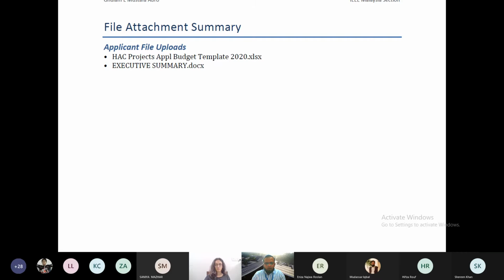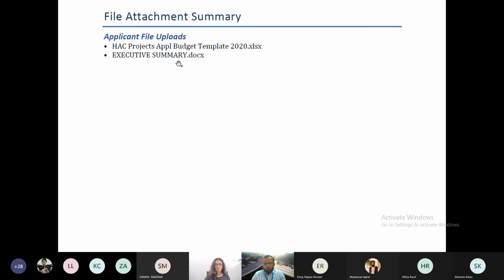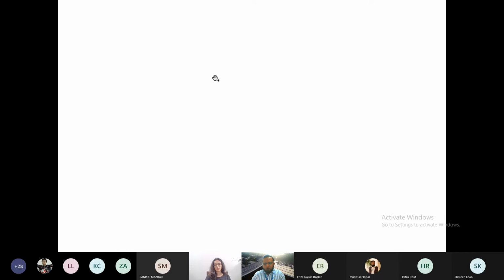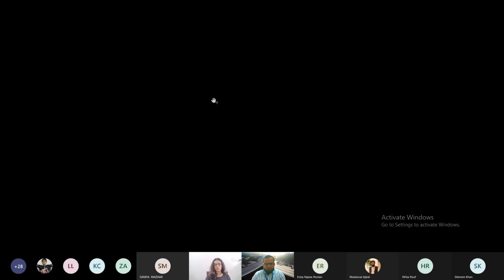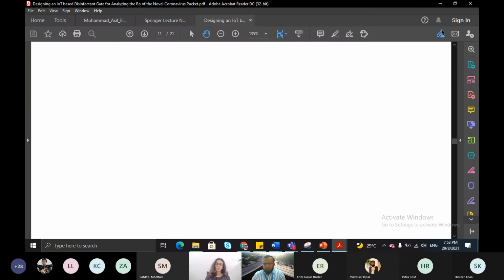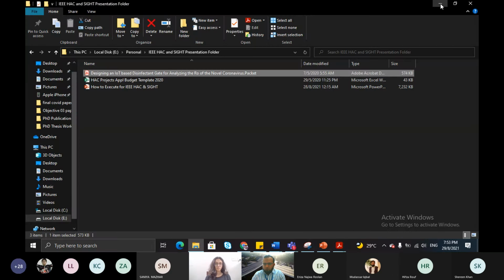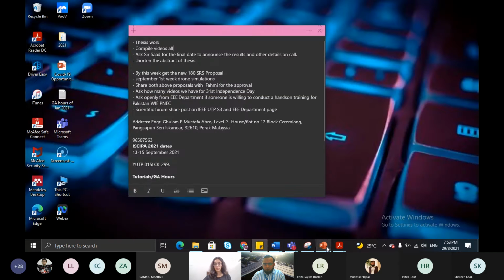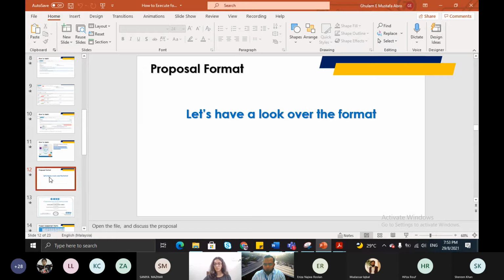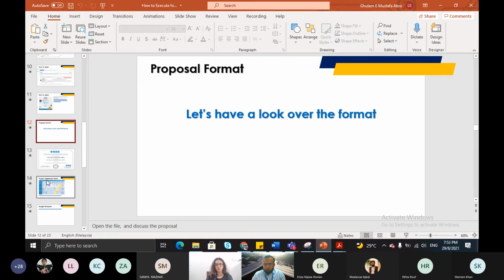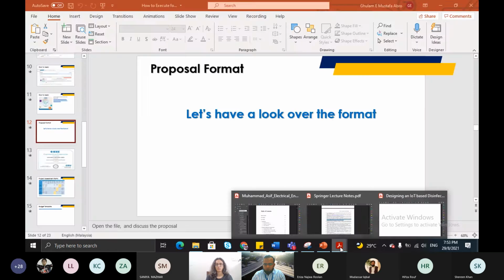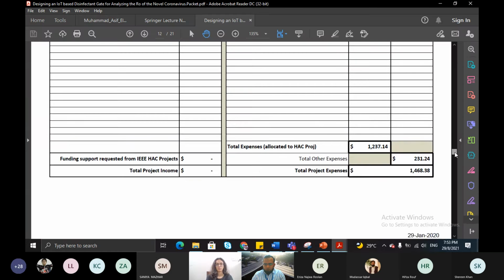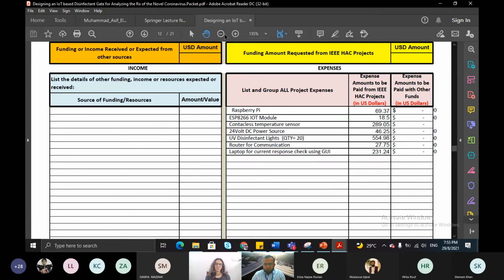So additional files are your own proposal in Word format and the Excel sheet where you justify the budget. Let me just open the Excel sheet for you. PPT, okay. This one is the Excel sheet.